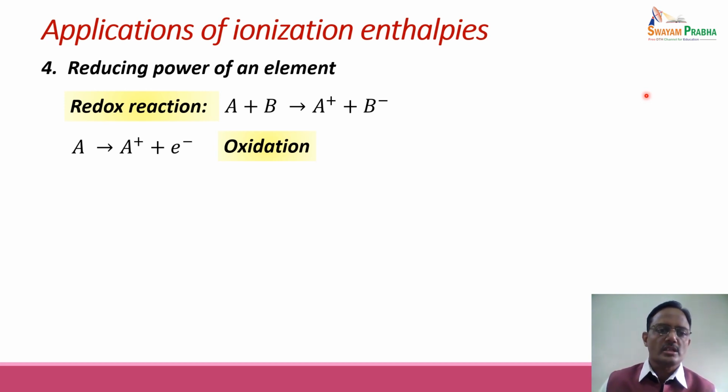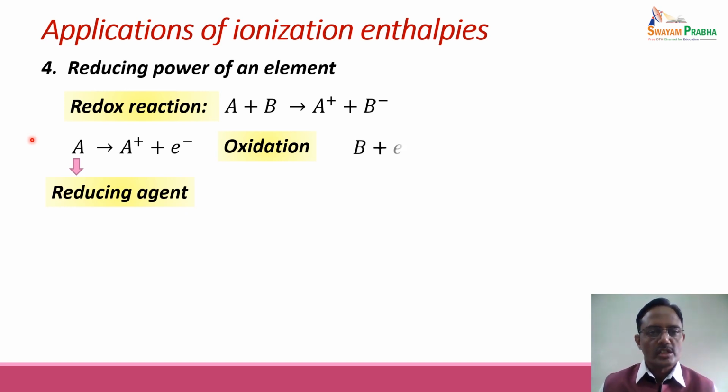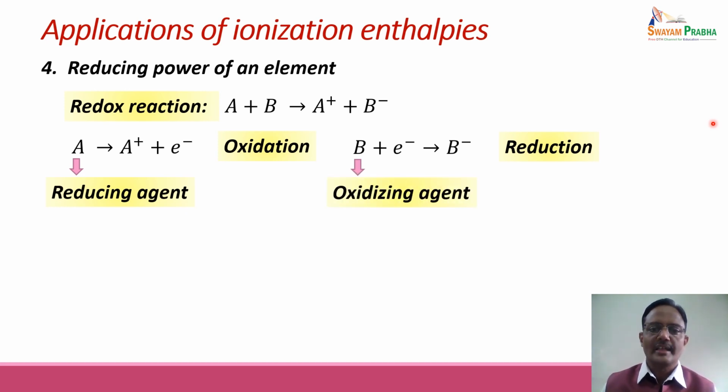And in this case, since element A is losing one electron to some other species, the other species is getting reduced, and hence element A can be classified as a reducing agent because it is reducing the other species which comes in contact with it. Similarly, B has a tendency to accept an electron and get converted into anion B negative. Since B is accepting the electron, it is oxidizing the other species, thereby the reaction is reduction and the element B will be classified as an oxidizing agent. So in this redox reaction, A is a reducing agent, B is an oxidizing agent, they come together, A is getting oxidized, B is getting reduced.